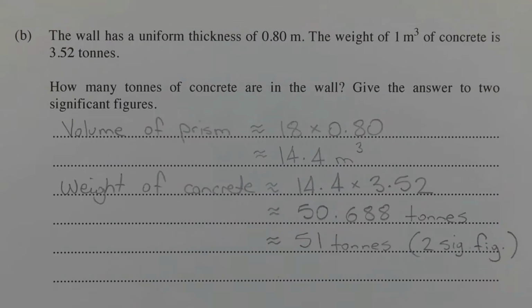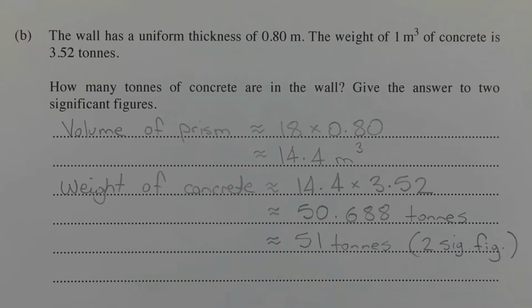And to find the volume of this prism, we can apply the volume of a prism formula. V equals the area of the cross-section multiplied by the height or depth, or in this case, the uniform thickness. And because we're dealing with an approximation to the cross-sectional area of this wall, I'm using the approximately equals to symbol here, the volume of the prism is approximately equal to 18, so that's the cross-sectional area, multiplied by the uniform thickness of 0.80 meters, and that gives us 14.4 cubic meters.